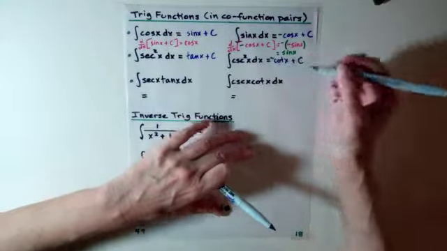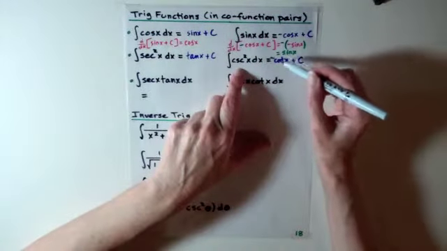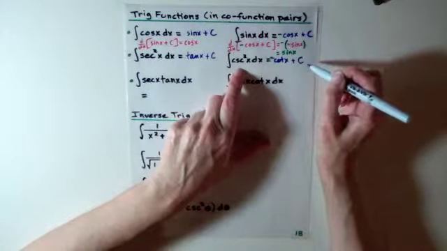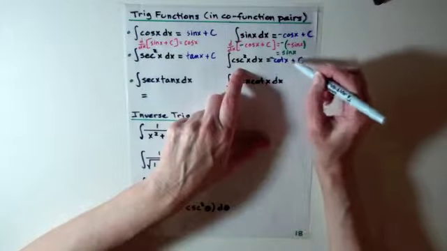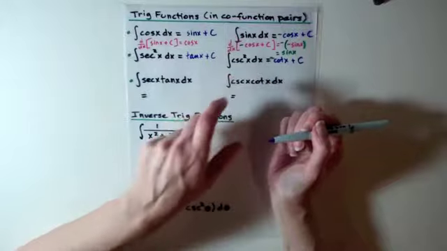There's an extra negative sign in front. In other words, the integral of cosecant squared x is minus cotangent x plus c. And that's fairly easy to check. I'll let you check that just by going back and differentiating the right-hand side.